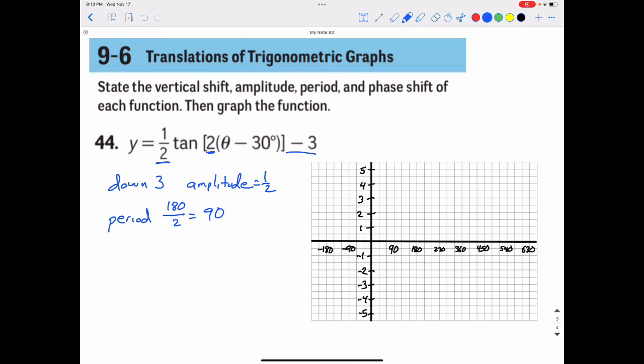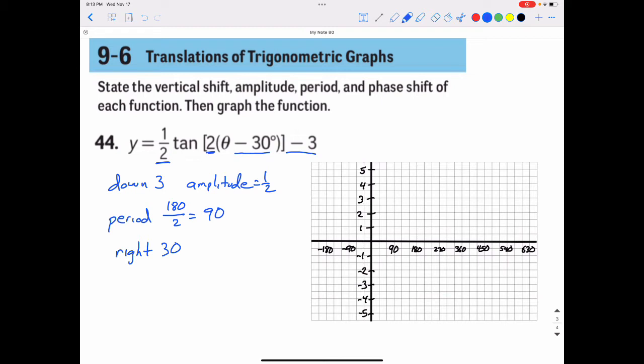And then the phase shift, which is the horizontal shift. The phase shift is right there. So we have a 30 degrees phase shift to the right. So we will say right 30, even though it is a -30. -30 means right 30. So that's going to be what we're going to graph for the final answer.